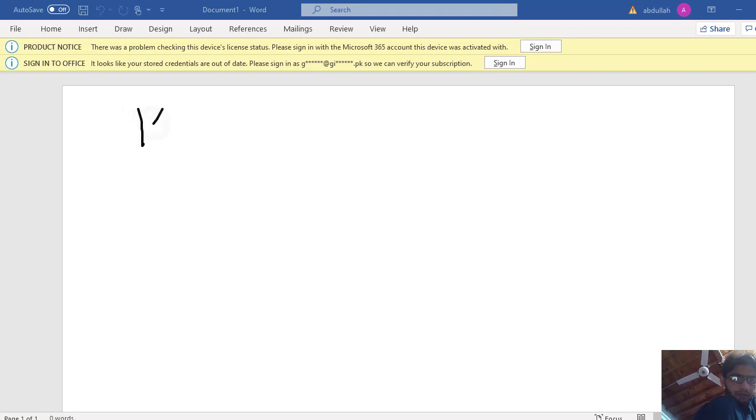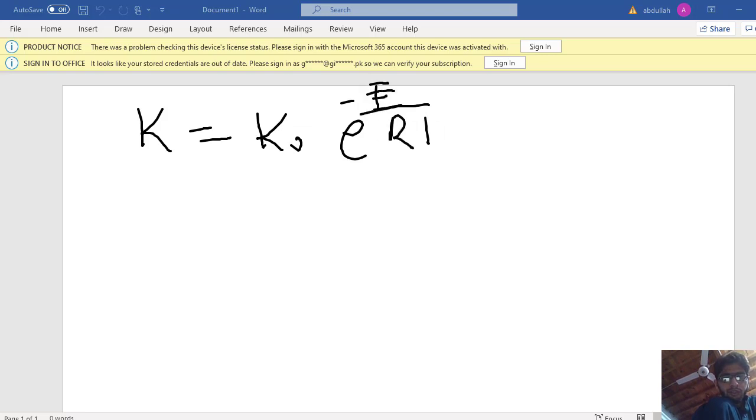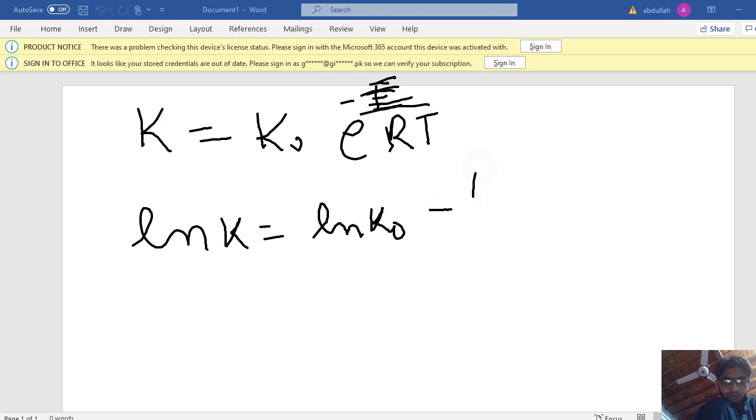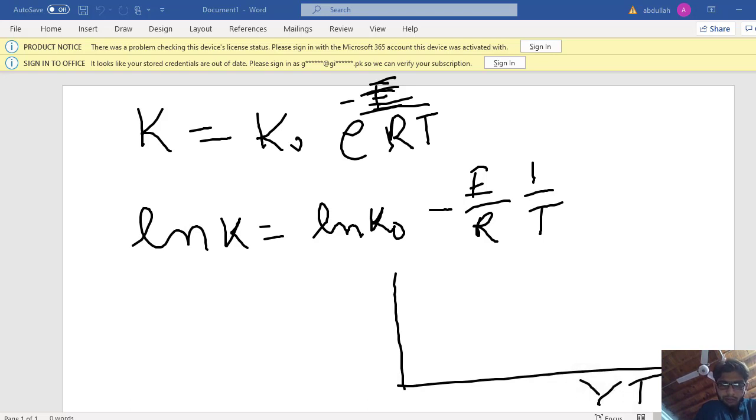We know that k is equal to k naught e to the power minus E by R T, which is the Arrhenius equation, where E is the activation energy. So we can also write it as ln k equals ln k naught minus E by R times 1 over T. For example, if we draw 1 over T against ln k, we will find this type of graph.